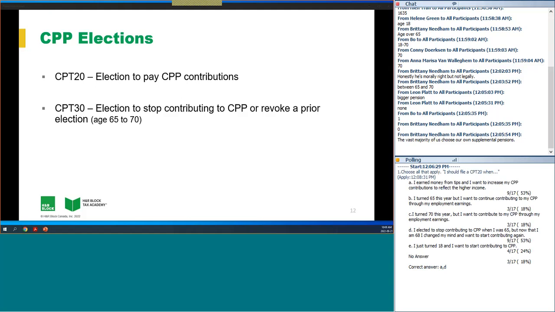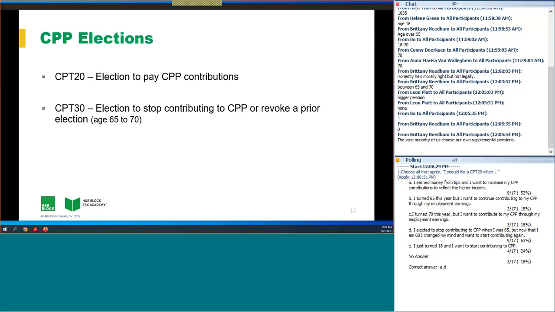Okay, and let's take a look at the results. So every time I do this, we get a real mix, and that's perfectly fine. So pretty much everyone agrees that if you earned money from tips and casual labor and you want to contribute to CPP, you have to file a CPT 20 to do it. You are correct. The only way you're going to pay CPP on that money is if you file a CPT 20. Otherwise, it's just not going to happen. So that is the first one.